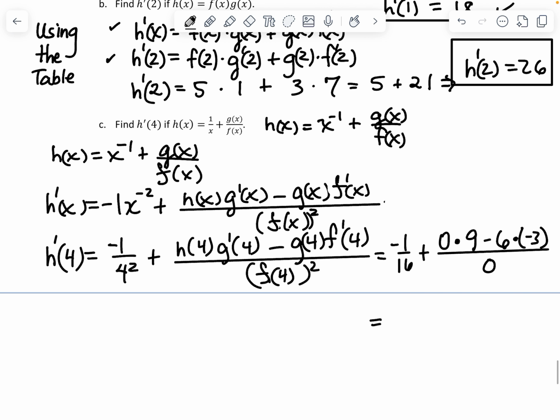So what do we get here for an answer? We get negative 1/16, but we have a problem here. So this is undefined. So h prime of 4 does not exist.